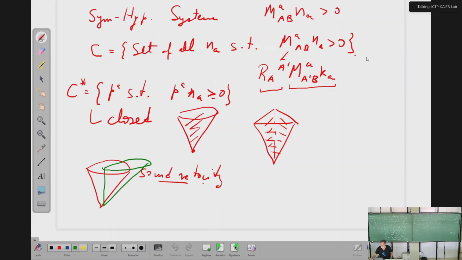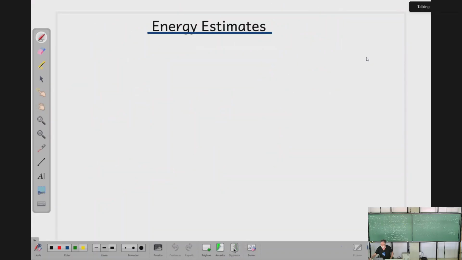So now we go to understand all this domain of dependence, propagation, with the real theorems, with real results. And those come from the energy estimates. So our system of equations now is something like this, equal to some source. And we are doing this calculation first for linear systems.